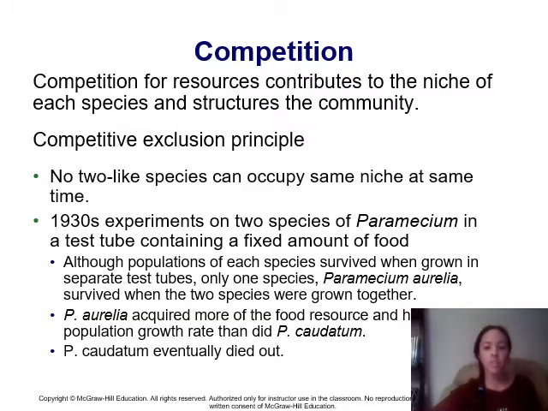However, when these two species were put in the same test tube, Paramecium aurelia acquired more food and so experienced an increase in population. This eventually led to the dying out of the Paramecium caudatum. This experiment helped scientists to formulate the competitive exclusion principle, which states that no two species can occupy the same area at the same time.